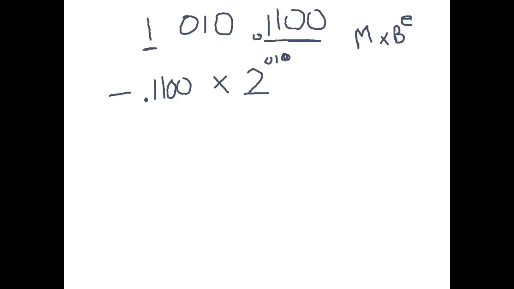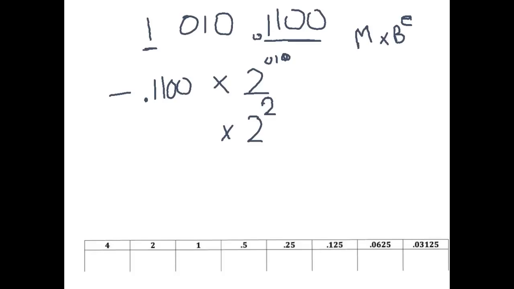Now 0, 1, 0, we know that that is a 2's complement. The leftmost bit is a 0, and so that is a positive number. So let's just have another look. That is times 2 to the power of a positive 2. And 0.11, we might need our binary scale to have a look at what that one is. So we've got our little binary scale down the bottom, and this is our separation point, and we've got 1, 1, 0, 0.